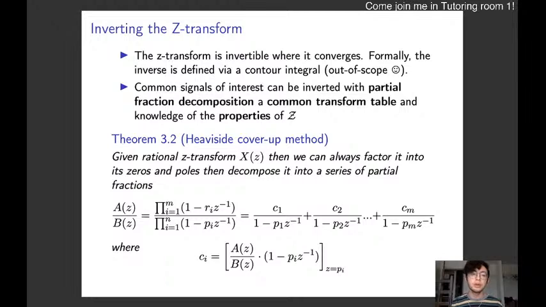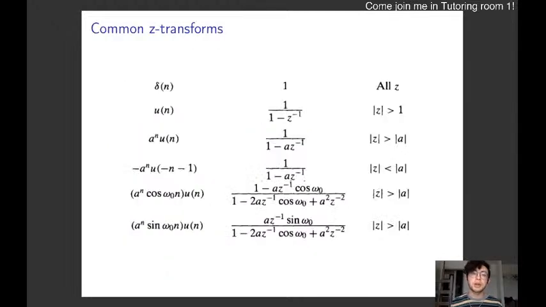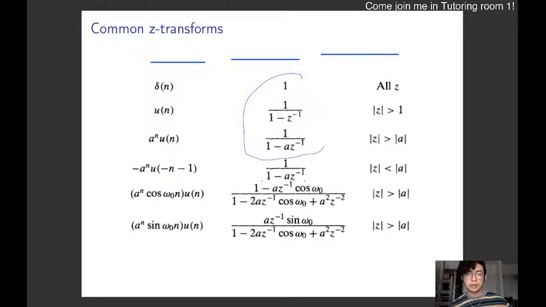So I mentioned that we need to use a table to look up all of these common transforms. This is how we are going to invert the Z transform for the sake of this course. If we have a decomposition into partial fractions, the linear terms like we saw, then notice that they kind of look something like these.